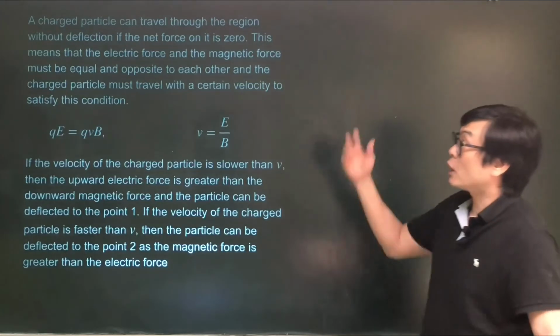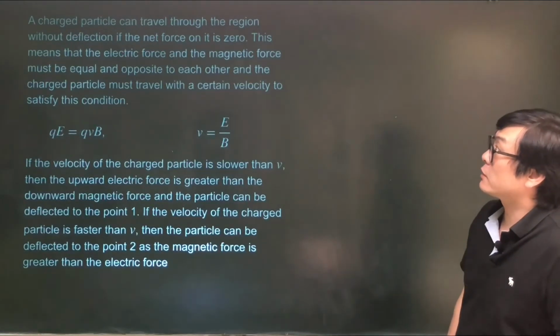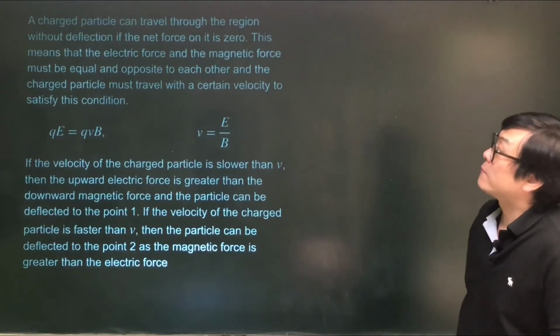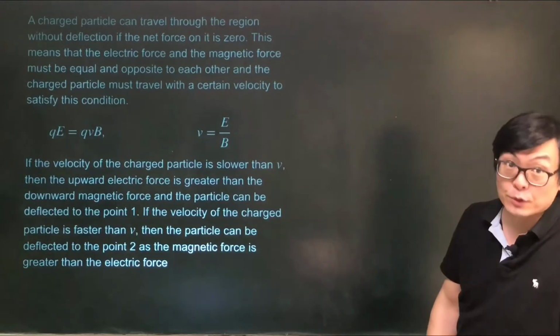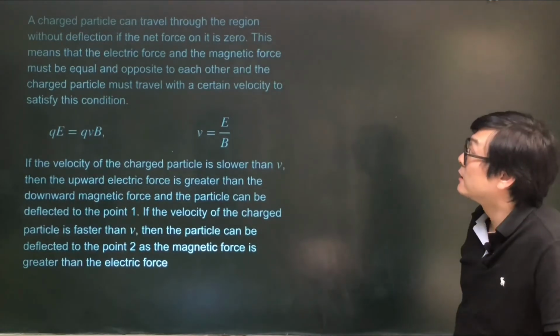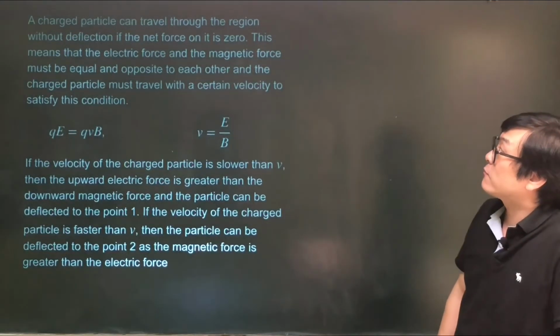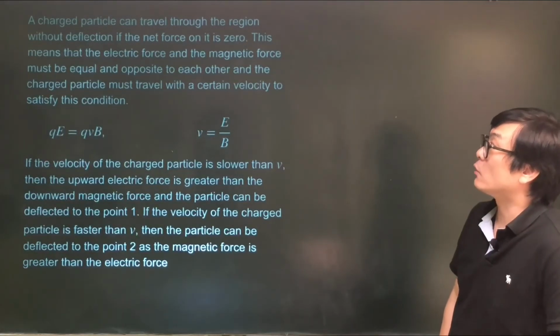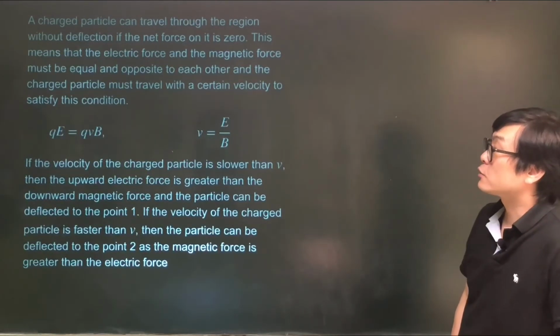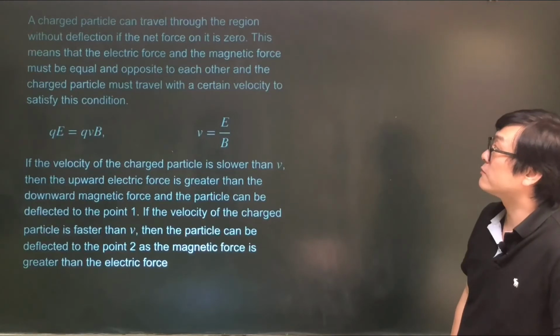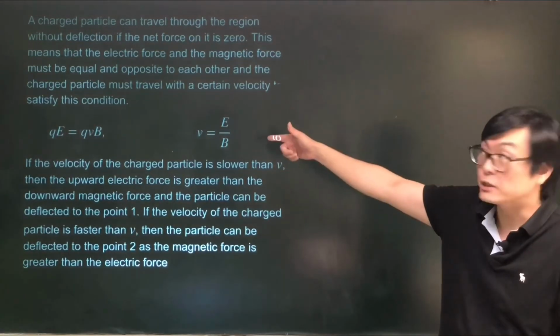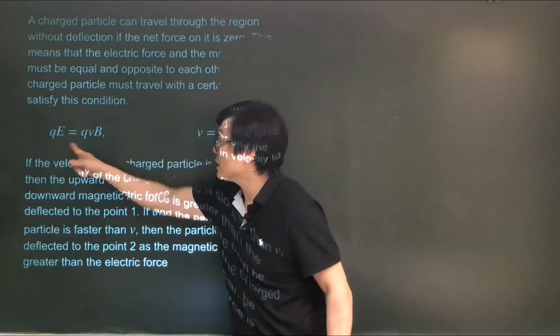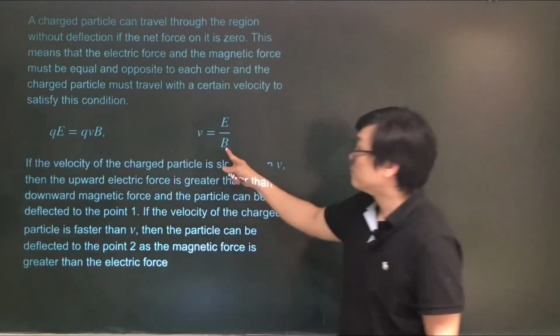So this is the example answer from me. A charged particle can travel through the region without deflection if the net force on it is 0. That is my first sentence. This means that the electric force and the magnetic force must be equal and opposite to each other, and the charged particle must travel with a certain velocity to satisfy this condition, which is QE equals QVB, meaning V equals E over B.